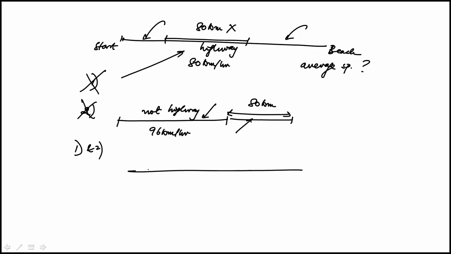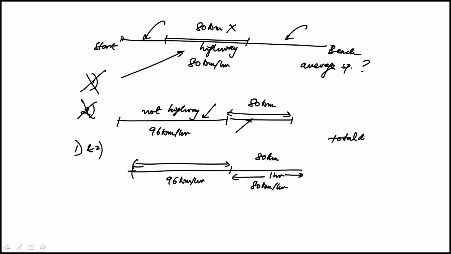If you combine 1 and 2, this part we know 96 kilometers per hour, not highway. Here it's 80 kilometers, average speed is 80 kilometers per hour. We can figure out that it took 1 hour, but there's no information to figure out how much time was spent here or the distance, because we'll need the total distance over total time.